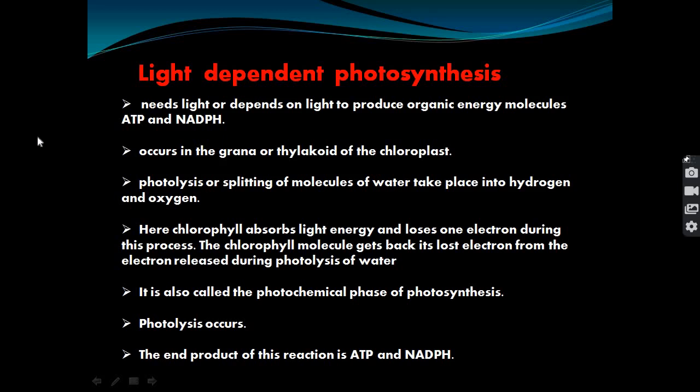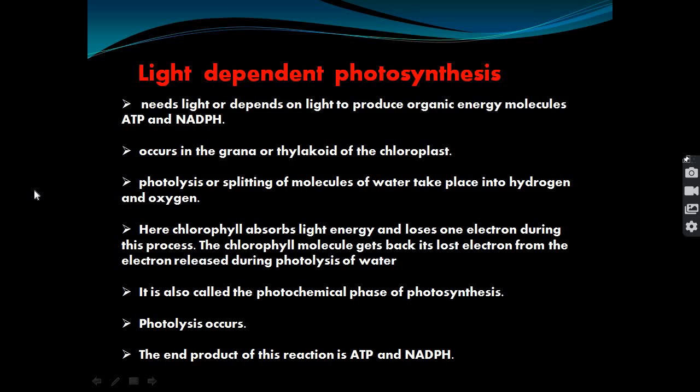And next, as I previously told you during the absorption of light step, chlorophyll absorbs light which is present inside the chloroplast. During this absorption of light, it loses one electron. So how will it get back its electron? We can see it here. The chlorophyll molecule gets back its lost electron from the electron released during photolysis of water.